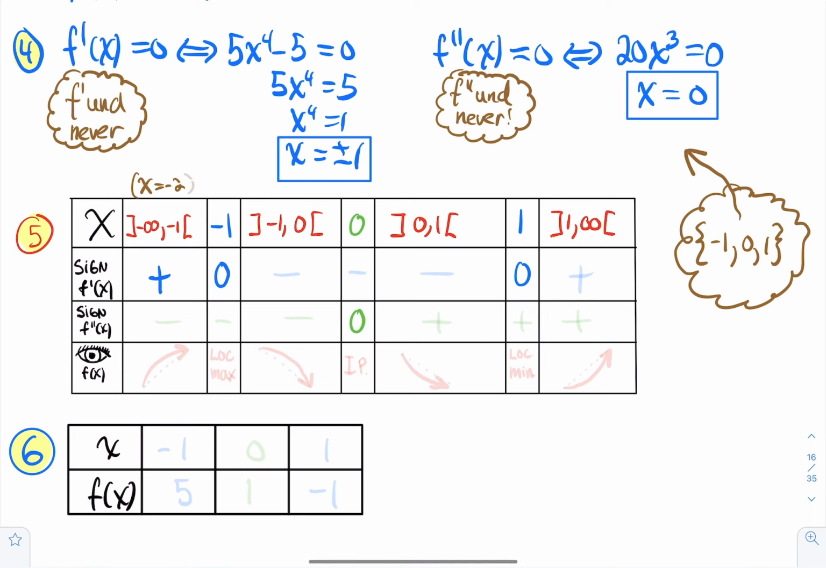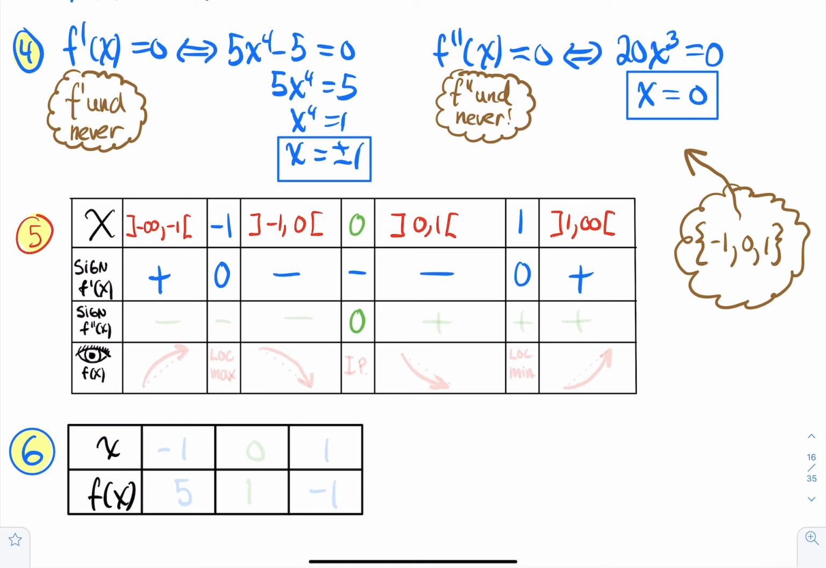Now between -1 and 1, if I pick, for example, 0, 0 to the power 4 times 5 minus 5, it's going to be negative. So in one evaluation here, I get negative right through, and then after 1, if I pick 2, 2 to the power 4 times 5 minus 5, it's going to be positive. So I already know that my function is increasing from -infinity to -1. It's decreasing from -1 to 1, and it's increasing again from 1 to infinity. And implicitly, I also know that at -1, I'm going to get a local max, and at 1, I'm going to get a local minimum. But anyways, let's finish the sign table.